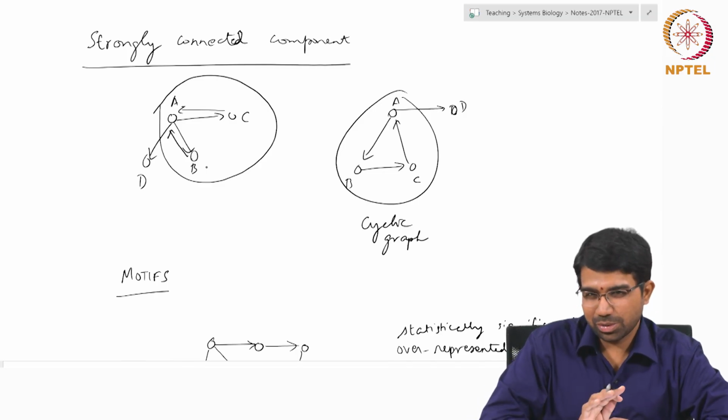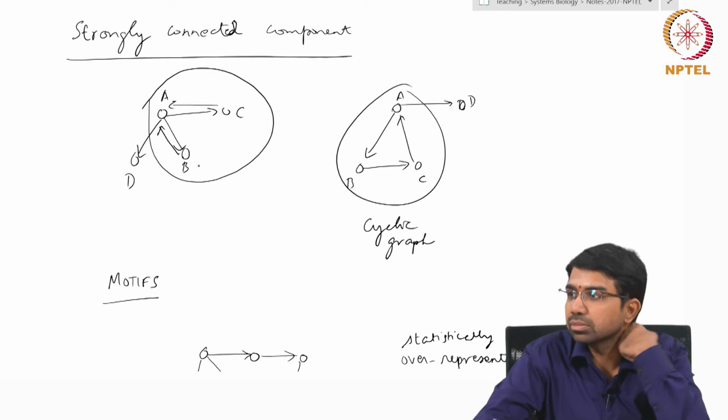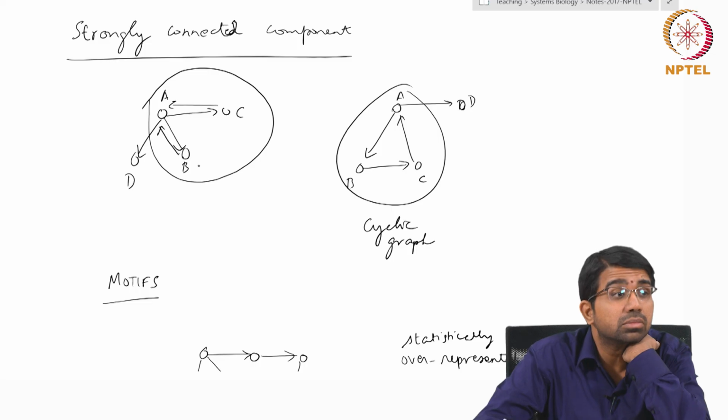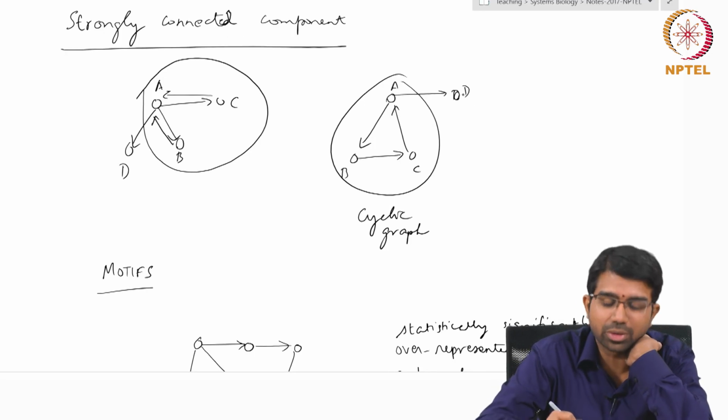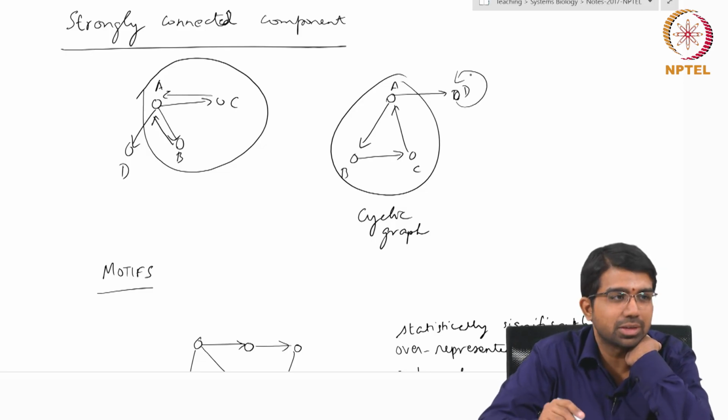I need to just make sure that this is called a cycle. This is a loop. Well, this is not a loop, right? You could call it a loop. This would be a self loop, whereas that is a cycle.